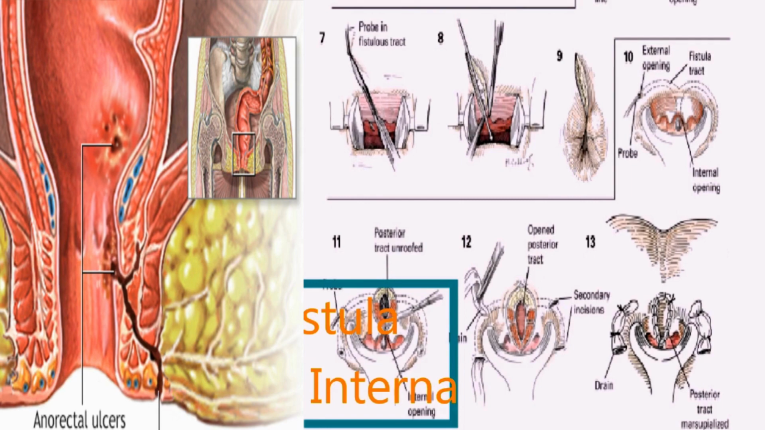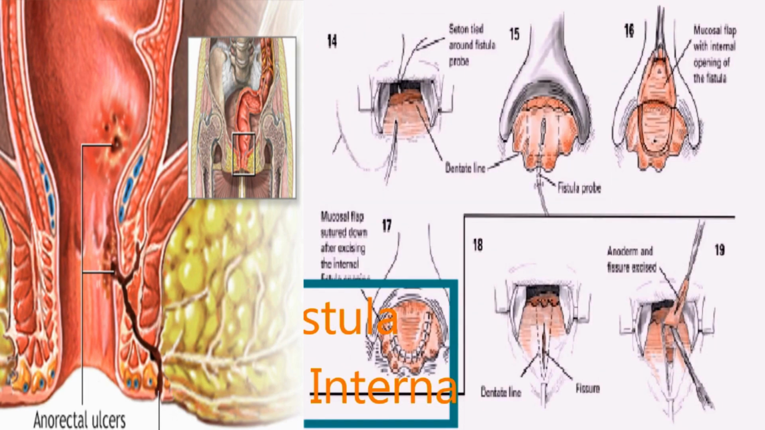Figure 13. If a large transsphincteric fistula involving a significant amount of external sphincter muscle is present, a seton should be placed.